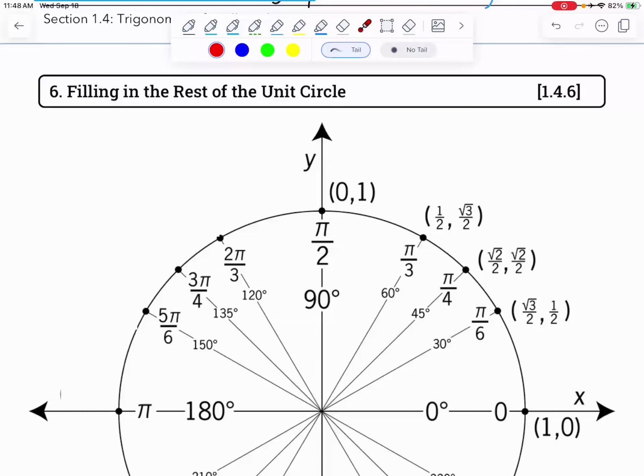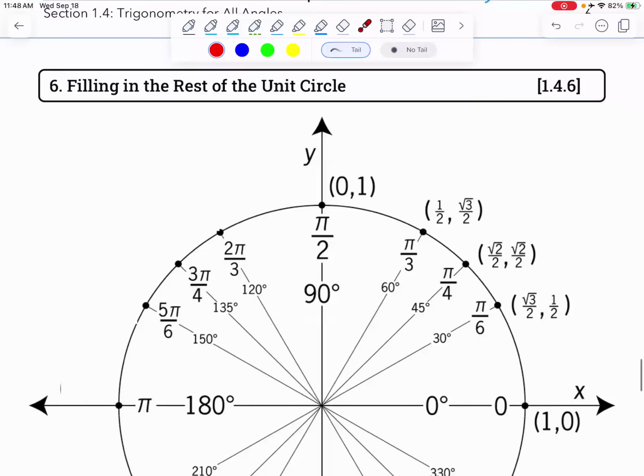All right, filling in the rest of the unit circle. So last part of section 1.4. We had previously filled out this first quadrant of the unit circle. We have our pi over 6, pi over 4, pi over 3 angles, which are the 30, 45, 60 angles. We have the coordinate points there. I went ahead and left these coordinate points here too.